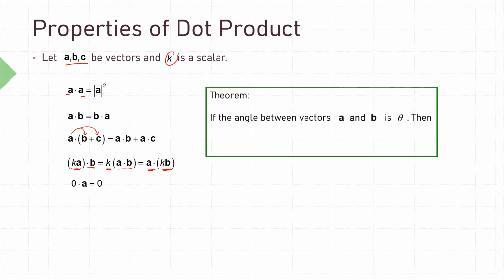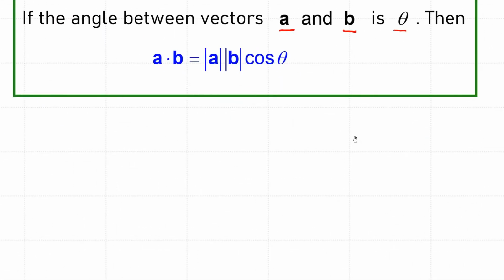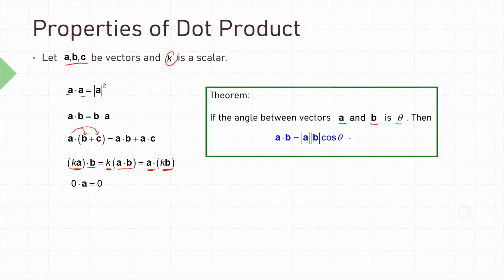Now we have a theorem. If the angle between two vectors, suppose vectors A and B, is theta, then A dot B is equal to the magnitude of A multiplied by the magnitude of B multiplied by cos theta. So magnitude of A, magnitude of B, cos theta. You have to remember this theorem. This is an important equation. We can rewrite it to make cos theta the subject. Therefore cos theta is equal to A dot B divided by the magnitude of A times the magnitude of B.